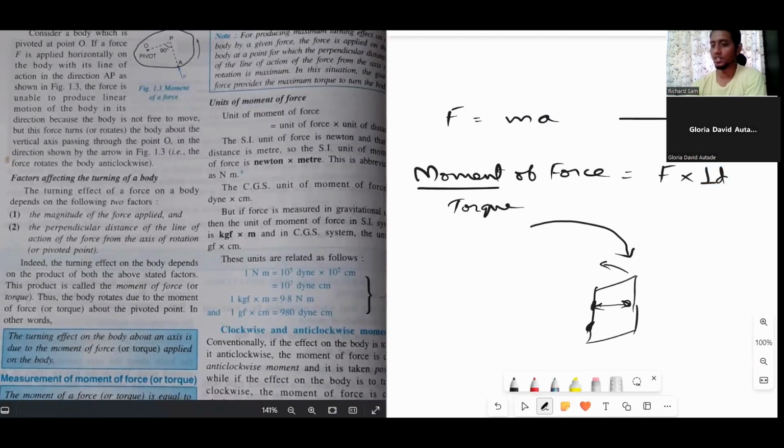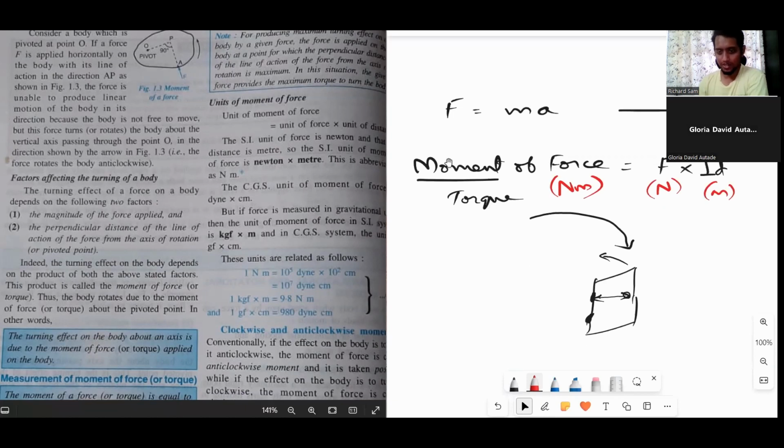Now let's talk about the units. What is the unit for force? Unit of force? Newton. N, right? And the unit of distance? Meter. So the unit for moment of force will be Newton meter. Clear? All right. Okay, just write down the formula for moment of force and the units.